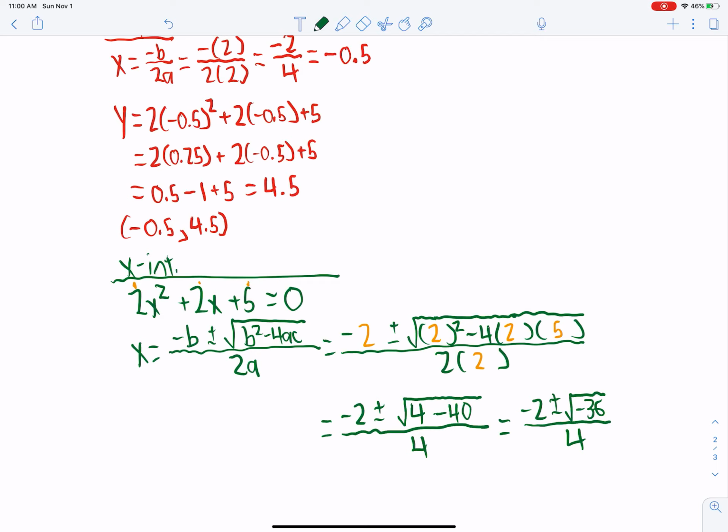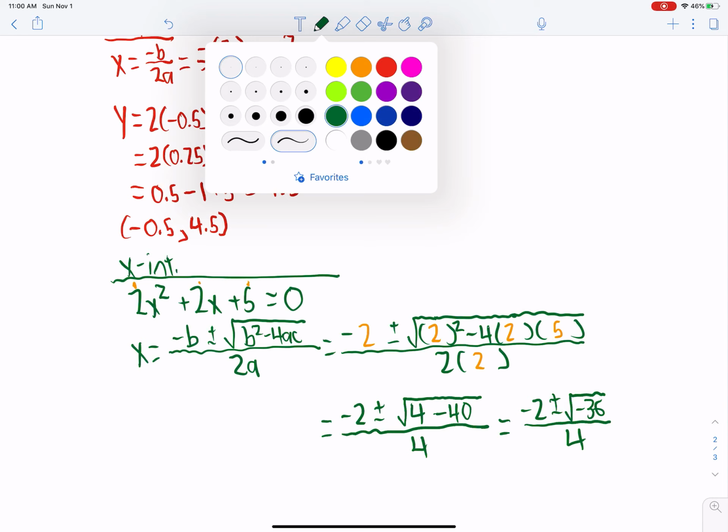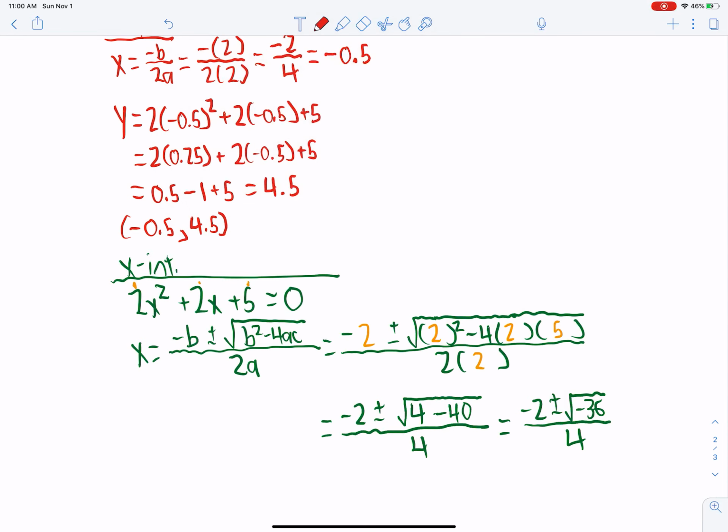When you're dealing with real numbers like we are in this class, you can't take the square root of negative numbers. It's not a real number for the answer. So here we can stop and say there's no x-intercept. And the reason we know that is because there was a negative sign under the square root when we tried to solve it using the quadratic formula. That means there's no answer to this equation, and that means there is no x-intercept for this problem.